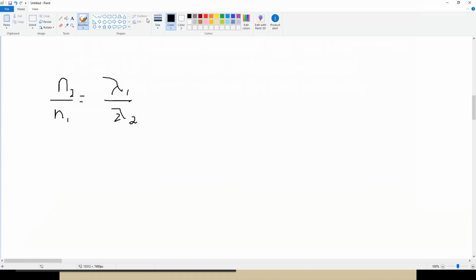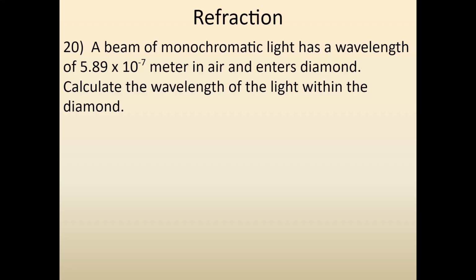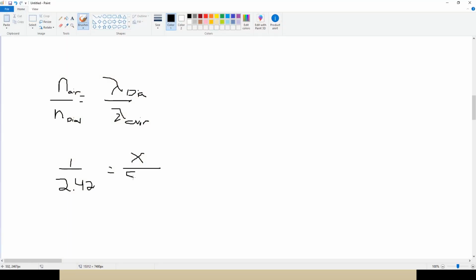So everywhere that I see a 2, I'm going to write air, and everywhere I see a 1, I'm going to write diamond. Now I plug my numbers in. Index of air is 1, index of diamond is 2.42. The wavelength in diamond is what I'm looking for, and the wavelength in air is 5.89 times 10 to the negative 7.